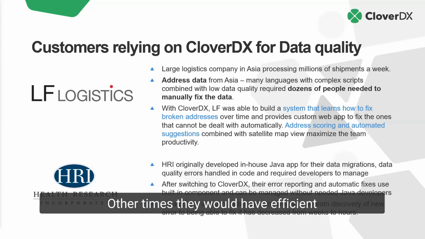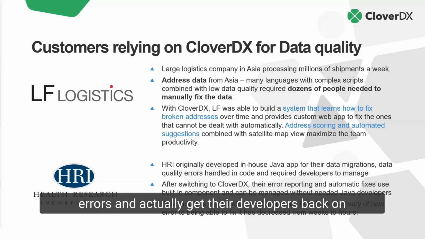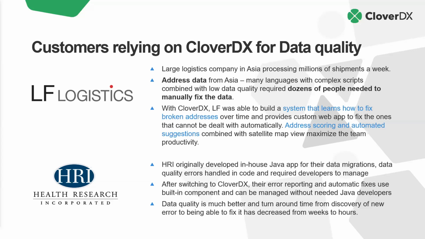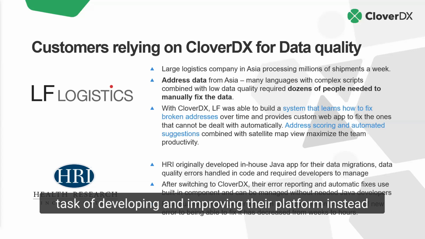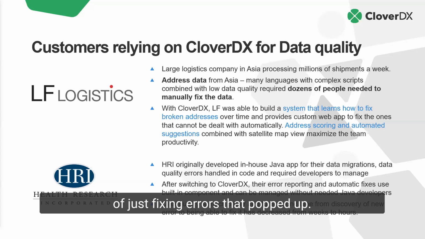Other times they would have efficient ways to work on a queue. That way they could get those alerts and issues to the people that would need to fix them promptly and be able to fix them with ease. That allowed them to reduce the number of errors and actually get their developers back on task of developing and improving their platform instead of just fixing errors that popped up.